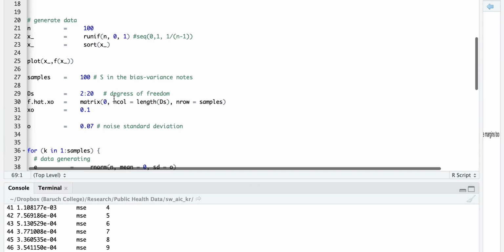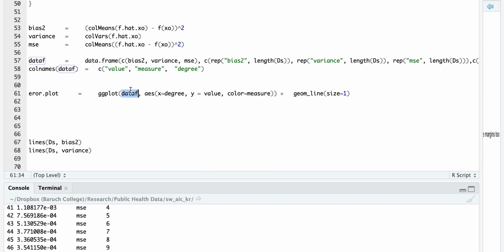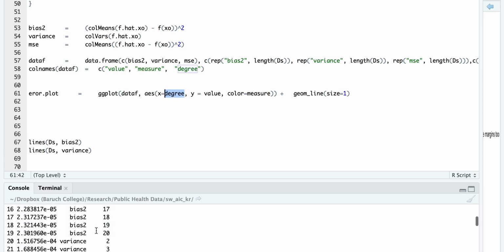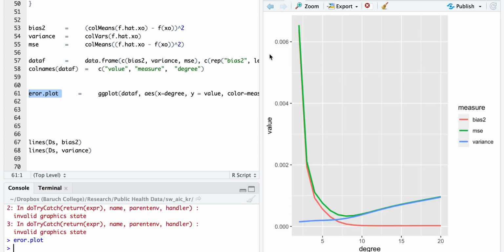And then we use ggplot, which comes from this library. We just give it the data frame. We say x is the degrees. So we want to plot the bias, variance, and mean squared error, essentially the values, based on the degrees of freedom. And we want the color to be based on the name of the measure, so we want bias to be different. Okay. And then we can plot it. And this is a very interesting figure.